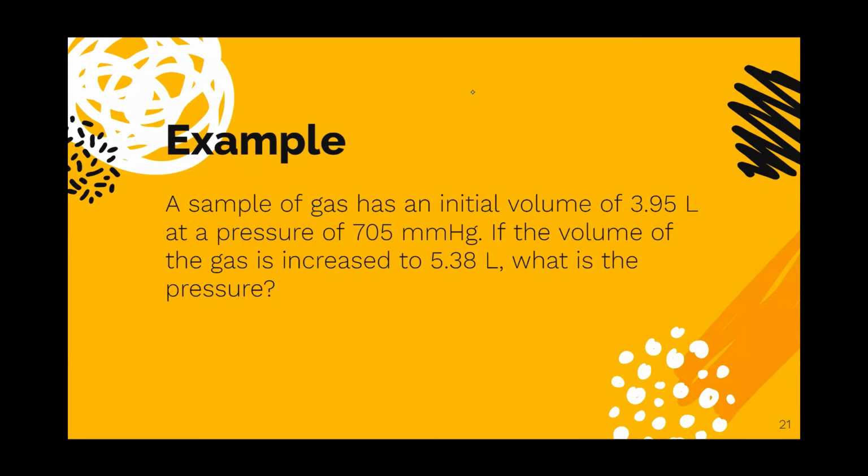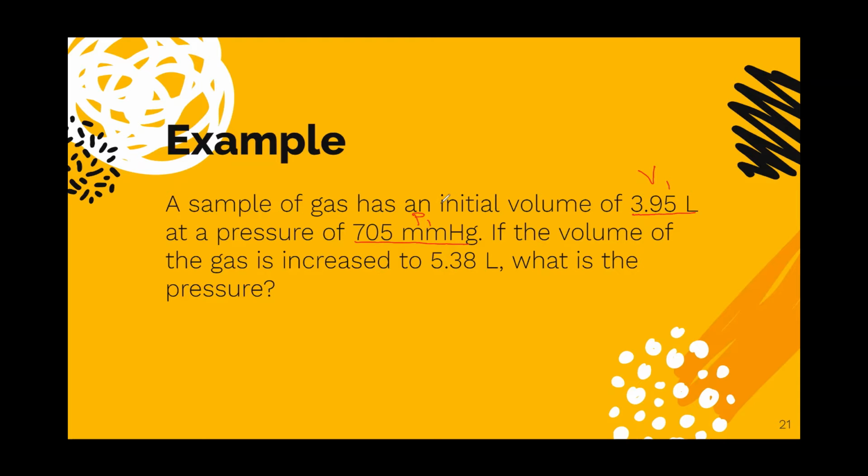So let's identify some of our variables. When you're coming across these types of problems, I like to think of what is my initial scenario and what is my final, or what is my before and what is my after. And by thinking about that, we can identify our 1 and our 2. So if we look at this, we have an initial, that is a hint that this is 1, volume. So this right here is going to become V1. And then we have a pressure of 705. So this must be P1.